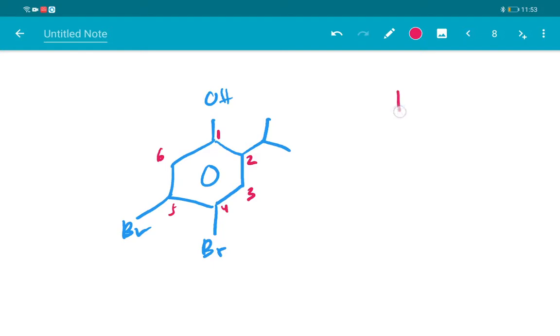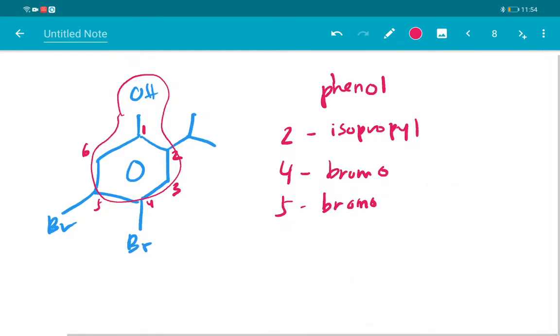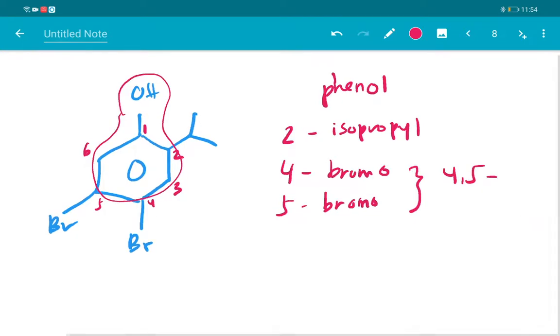First, name the parent. The parent will be phenol. Okay, which representing the OH together with the benzene. And the substituent is located at 2, which is called as isopropyl. And then we have carbon number 4. We have bromine. And also carbon number 5, we also have bromine. Since number 4 and number 5 is the same group, so we can combine this, it will become 4,5 dibromo.